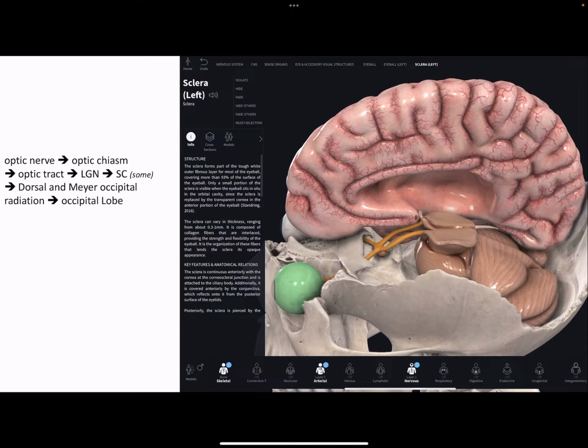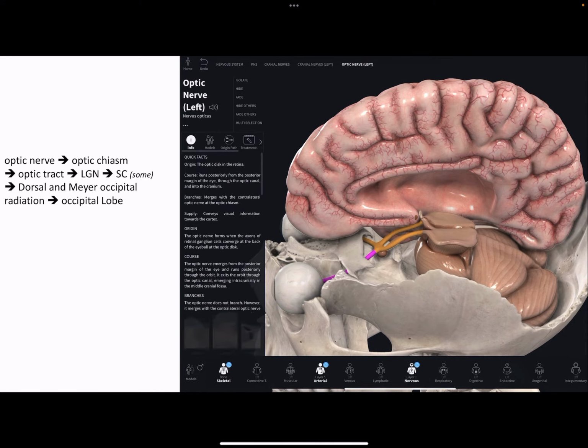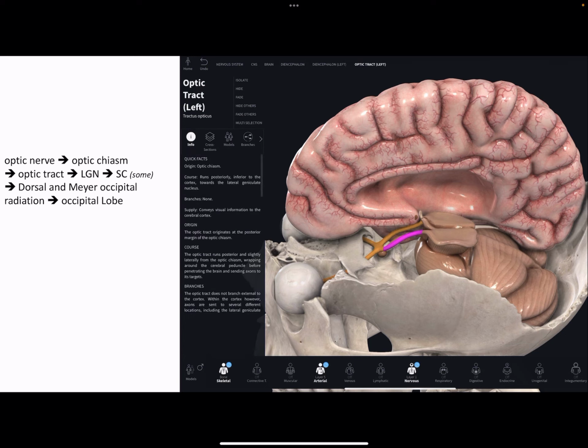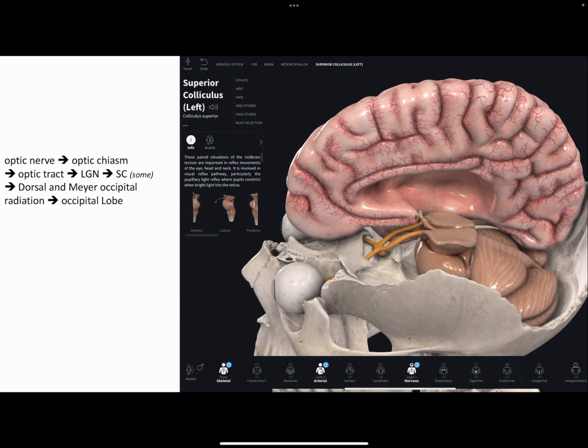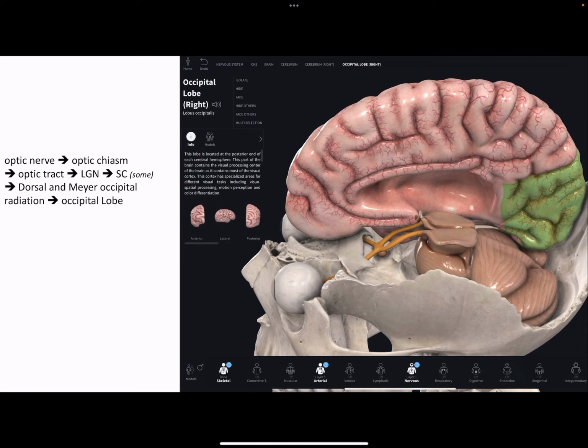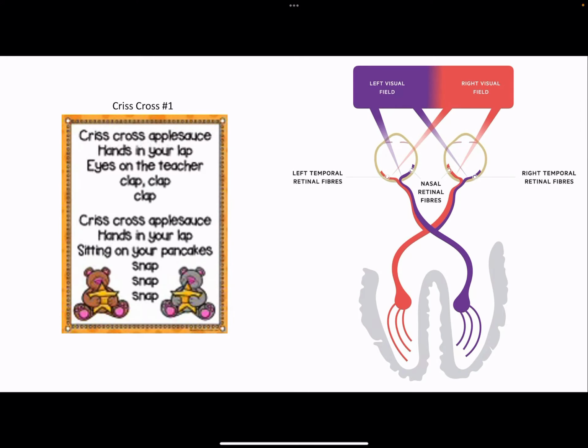So let's go ahead and just take a look as we move through this. Optic nerve, optic chiasm, optic tract, lateral geniculate nucleus, superior colliculi, occipital lobe. Not shown are the dorsal and Meyer occipital radiations, because I think they're just too thin. All right, so there's going to be a lot of crisscrosses, right? I think I labeled till 4 or 5, and then it's overkill. In all of neuro, there's just so much crisscrossing, so much decussation, that you really just got to keep track of it. They love to ask these questions because they're hard.